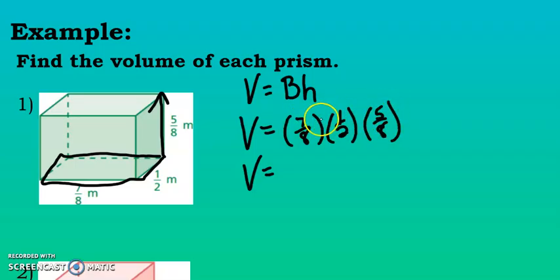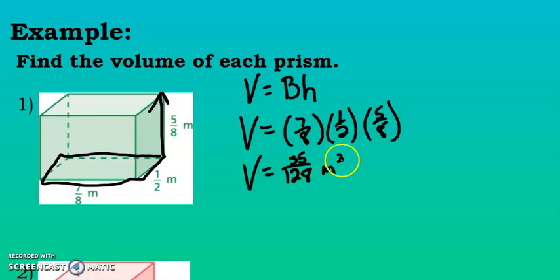And it looks like I've got all odds on top and all evens on bottom, so I can't reduce at all. 7 times 1 is 7, times 5 is 35. 8 times 8 is 64. 64 times 2 is going to be 128. And because I couldn't simplify here, that means this is already in simplest form. So it's 35 over 128, or 35 128ths meters cubed.